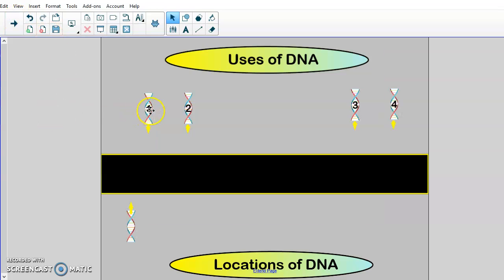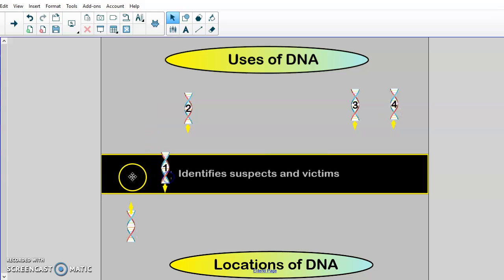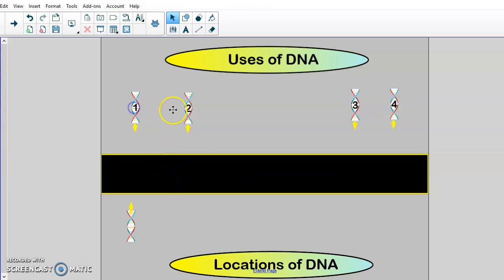So some of the uses of DNA, and we're talking about things that we use DNA for in the outside world, is it identifies suspects and victims. So we're able to use it to identify suspects and victims in things like the World Trade Center situation, bombings, anything like that. You can use DNA. It's able to clear the innocent.